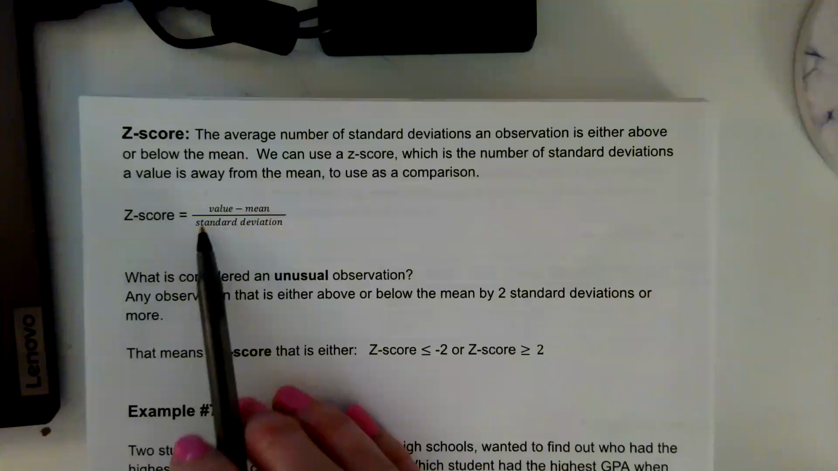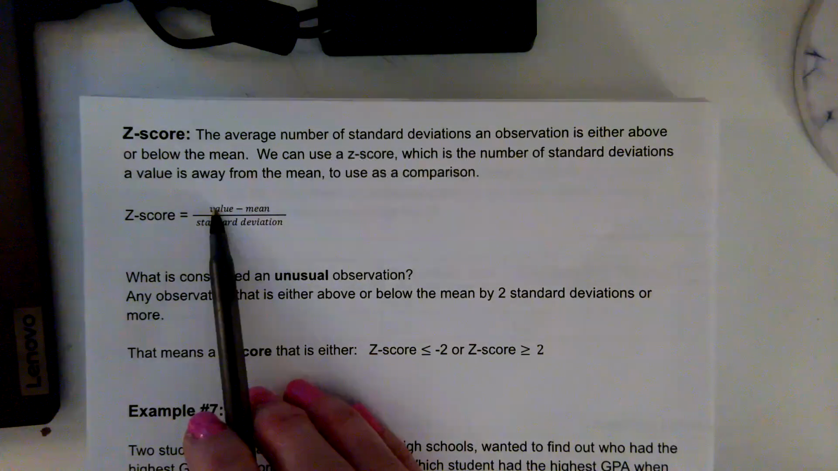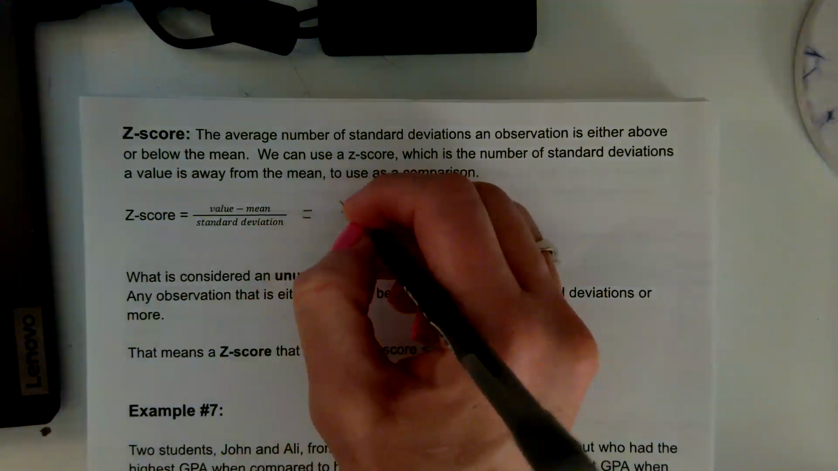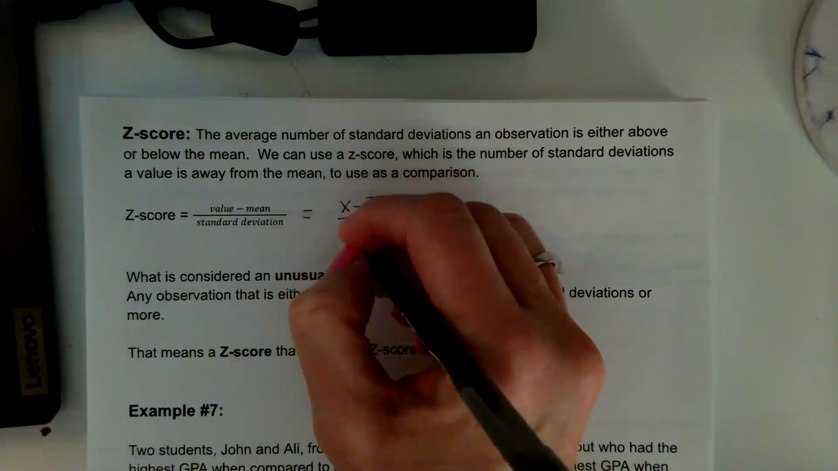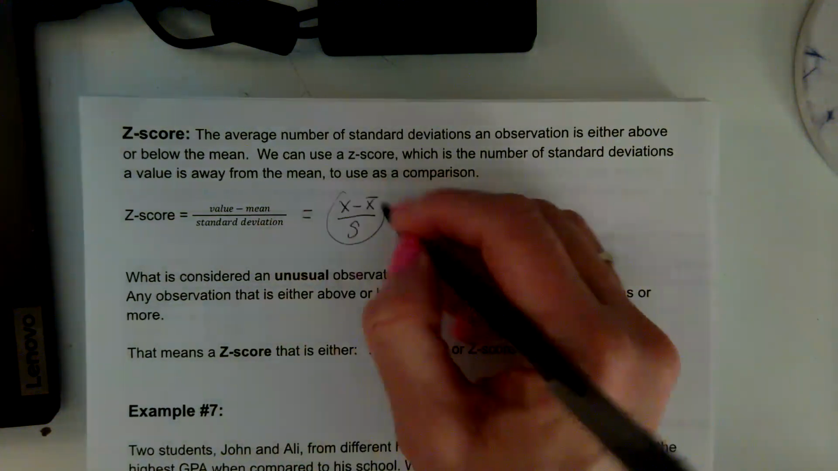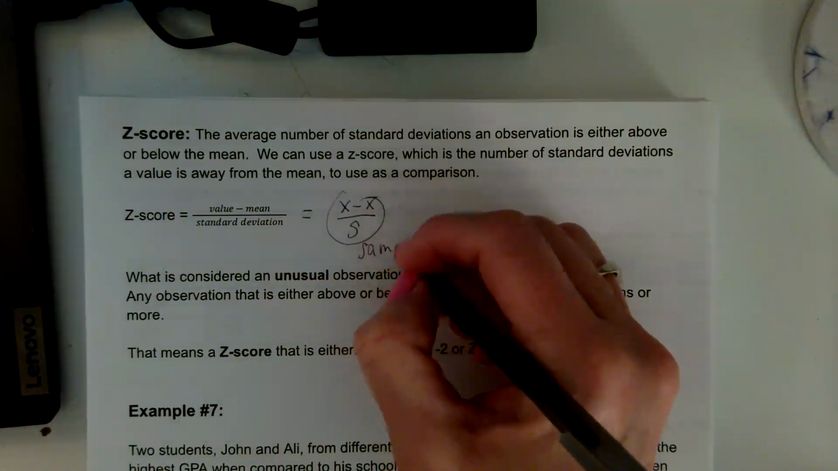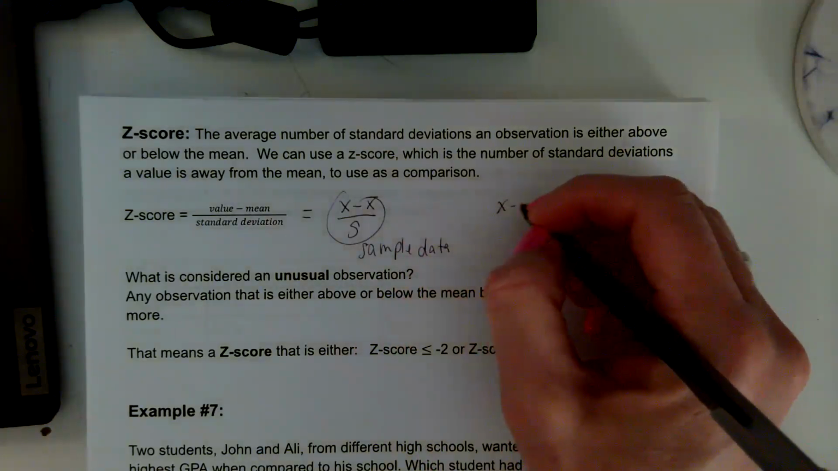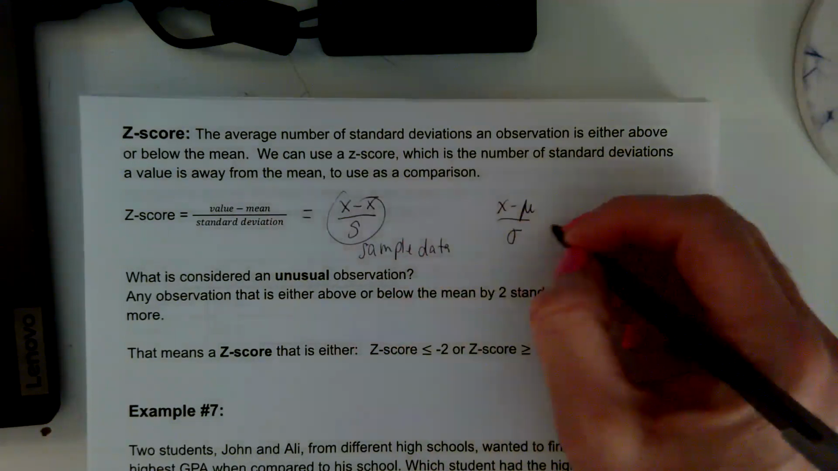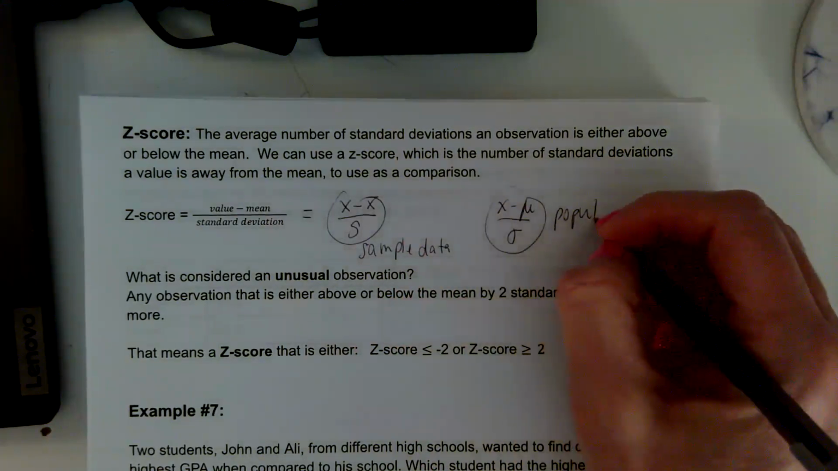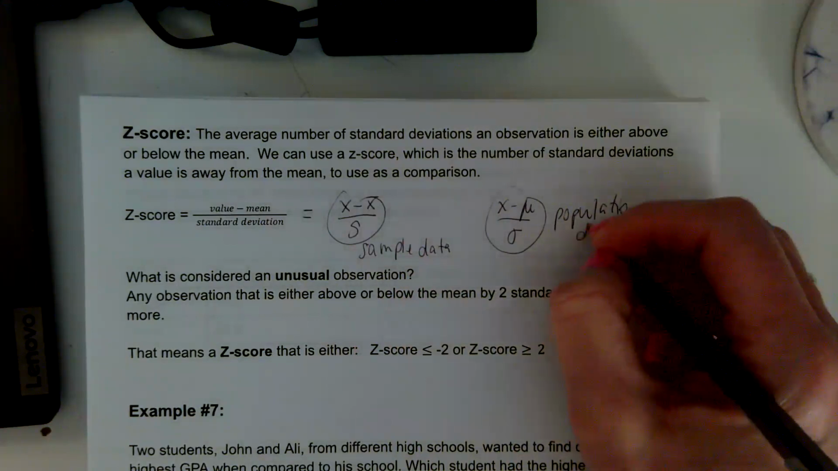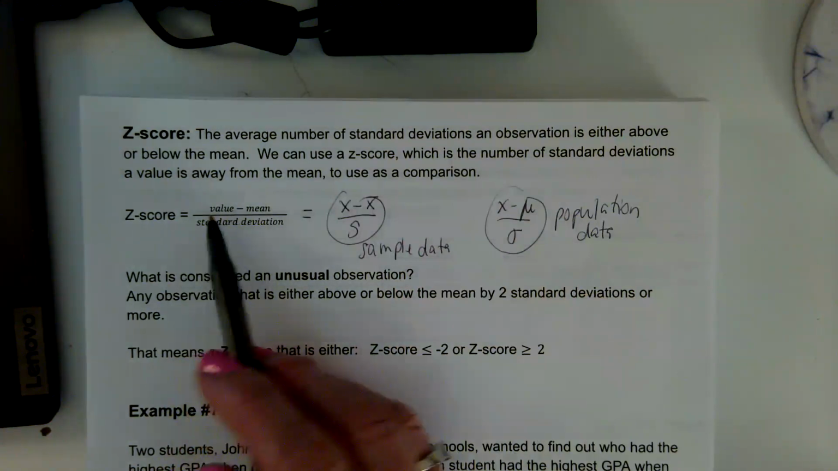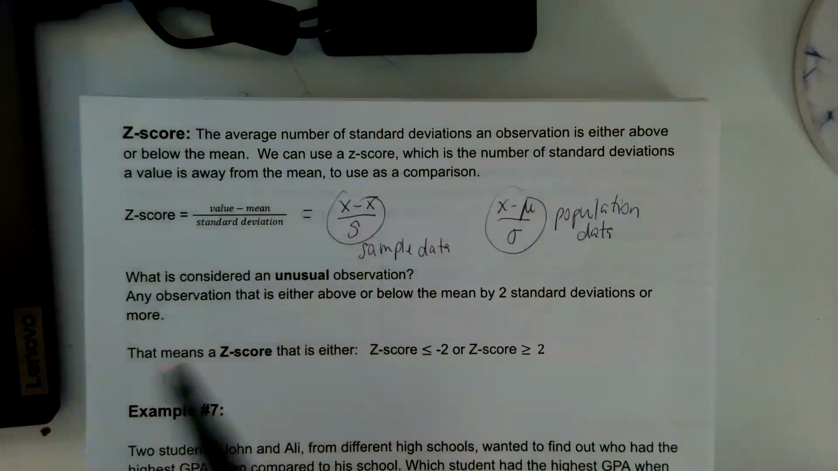So the z-score is taking your value minus the mean divided by the standard deviation. Okay, so this is going to look like x minus x bar over s if we have sample data. And then it will look like x minus mu divided by sigma if we have population data. So it's the same formula. It's just the symbols will look a little bit different, but it's always going to be your value subtracting the mean. And if it's negative, it means that your value is under the mean. And if it's positive, it means your value is over the mean.